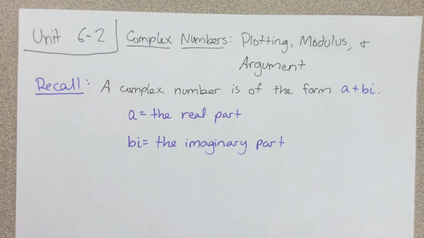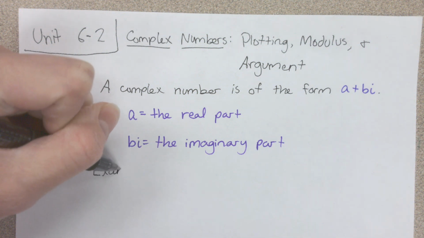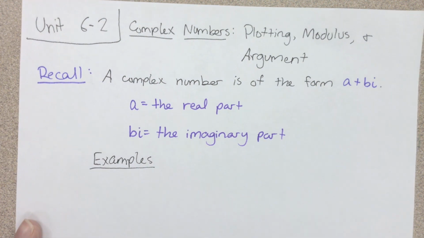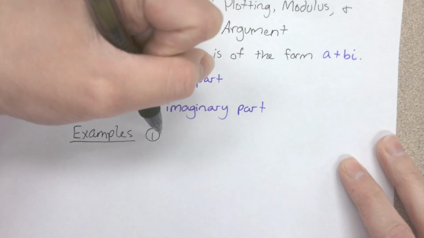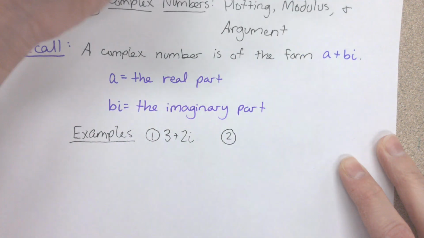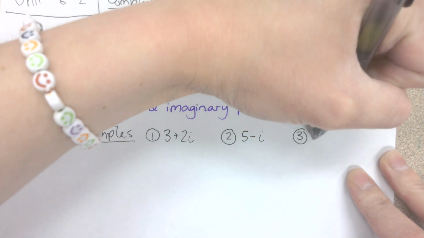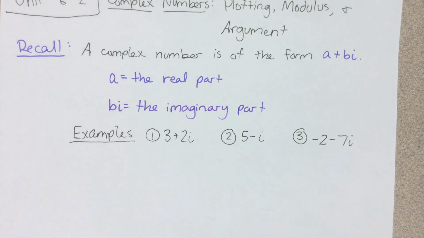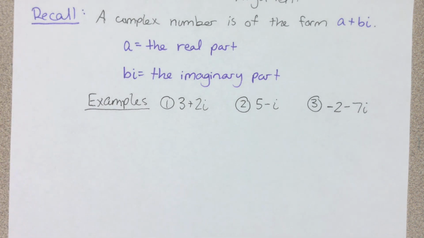Just a few examples of what complex numbers look like. Again, hopefully you remember this from last semester. So we have 3 plus 2i. We have 5 minus i, and we have negative 2 minus 7i. So those are all examples of complex numbers. Put any number you like in there for a and b.